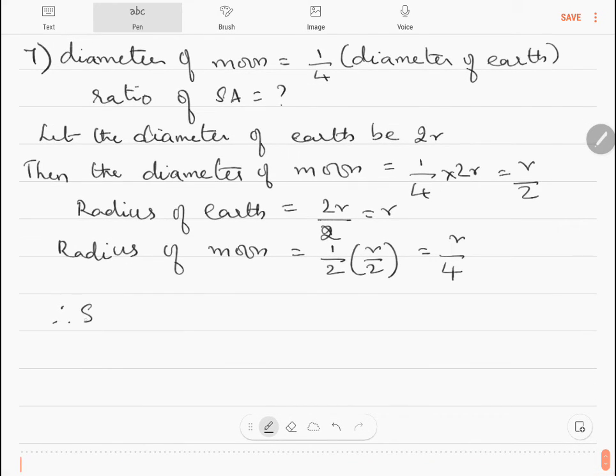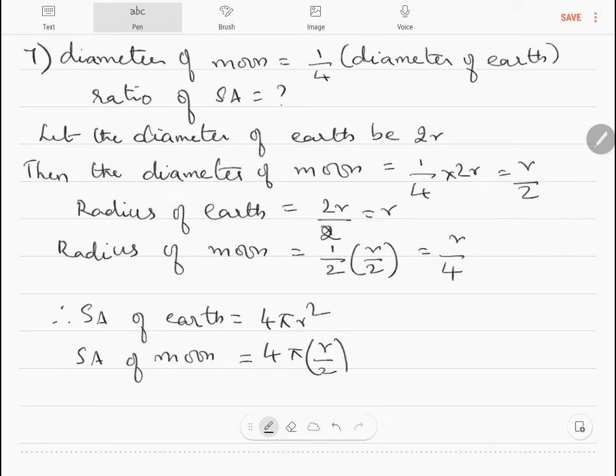Therefore, the surface area of the earth is equal to 4 pi r square. The surface area of the moon will be equal to 4 into pi into, substituting this r by 2 with the whole square, which is nothing but 1 by 4 pi r square.